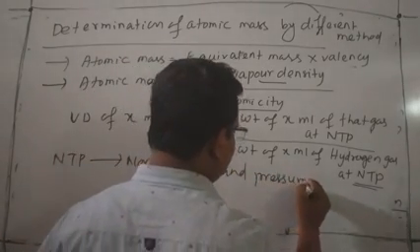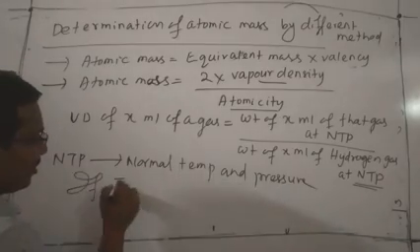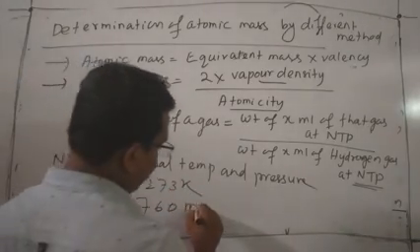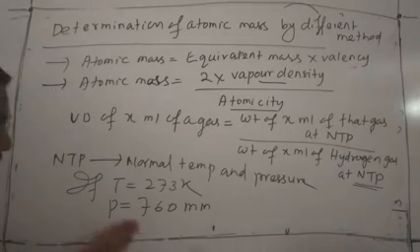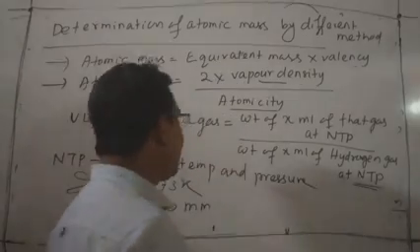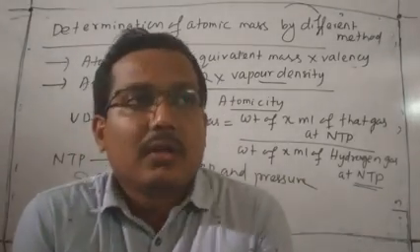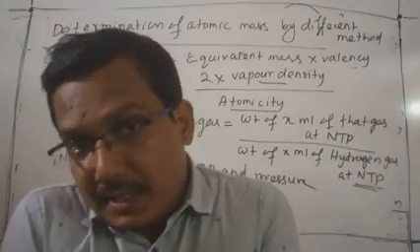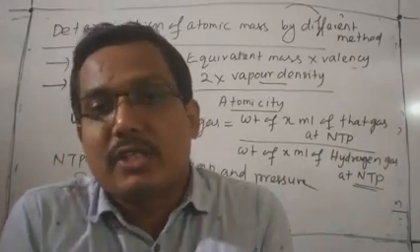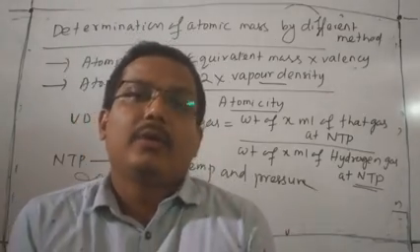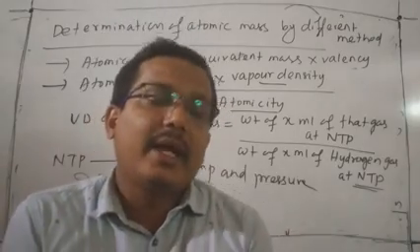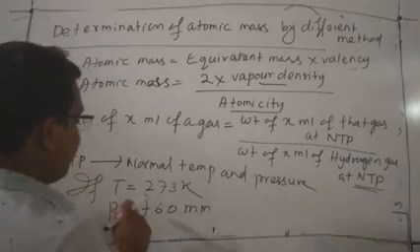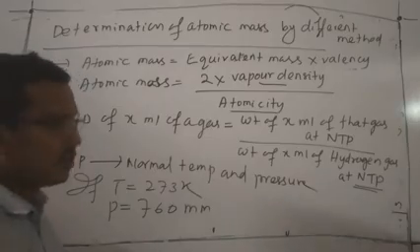What is normal temperature and pressure? If the temperature is equal to 273 Kelvin and the pressure is equal to 760 mm, then this condition is called normal temperature and pressure. Suppose we think about a room. If the room has a temperature of 273 Kelvin and a pressure of 760 mm, we can think that the room is at NTP condition.